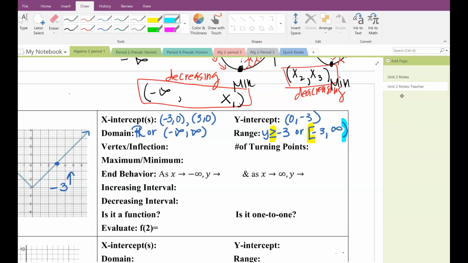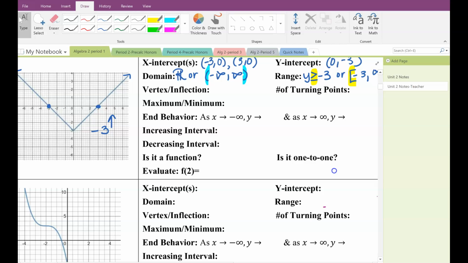Now, why do we always use parentheses on the infinity? Well, because we don't know what infinity is, right? That's why we can't include infinity. Your large number could be 1 million, but mine could be 1,000,001, and someone else could be 5 million. So that's why infinity will always use parentheses.